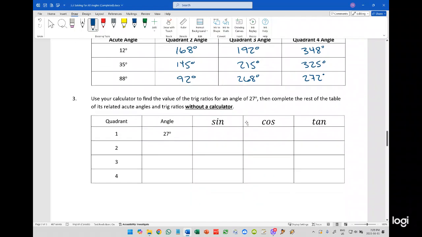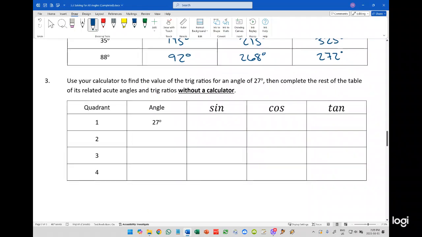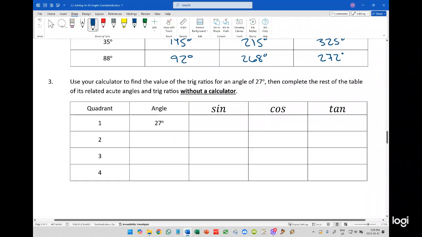All right, so here's what we're going to do. We're going to use our calculator to find the sine, cos, and tan of our one angle here of 27 degrees. It's the one we're choosing to work with. We're going to do that one with a calculator, and then we're going to calculate the rest without a calculator. So the first one is sine of 27 degrees. And that gives me 0.4540.